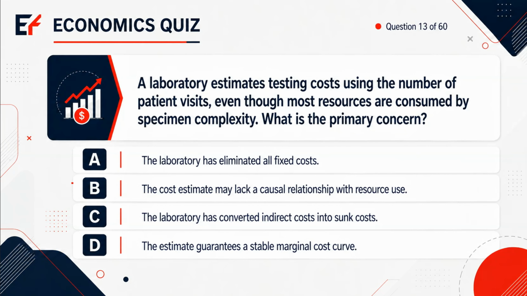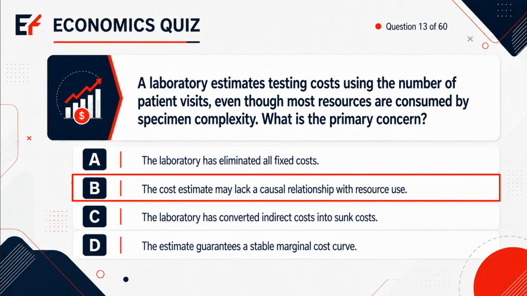Question 13. A laboratory estimates testing costs using the number of patient visits, even though most resources are consumed by specimen complexity. What is the primary concern? A. The laboratory has eliminated all fixed costs. B. The cost estimate may lack a causal relationship with resource use. C. The laboratory has converted indirect costs into sunk costs. D. The estimate guarantees a stable marginal cost curve. The correct answer is B.